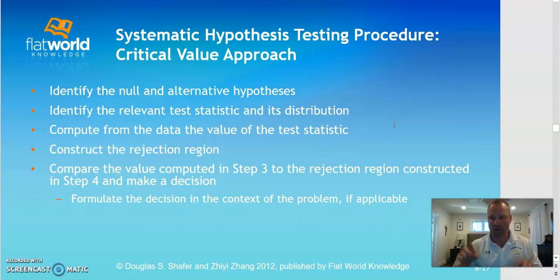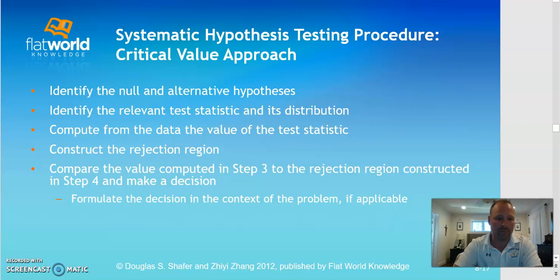So this is where we're going to draw that bell curve. We're going to draw our curve, and then we're going to sketch out and shade the rejection region. And then we're going to compare the value computed in step 3, that's the test statistic, to the rejection region constructed in step 4, and we're going to make a decision. Are we going to accept? Are we going to reject? What are we going to do?